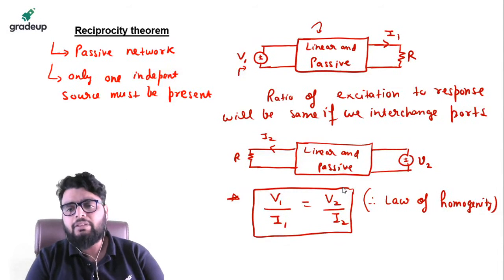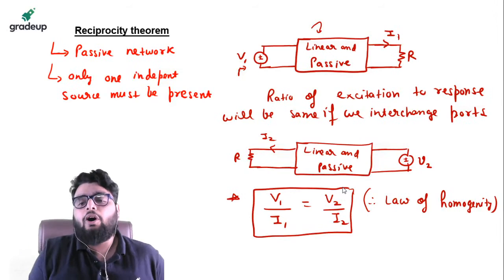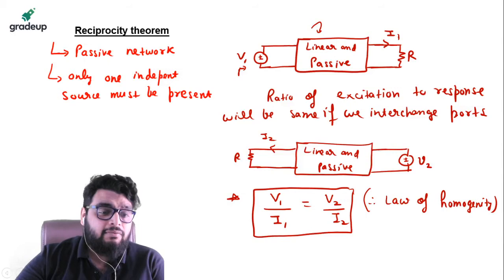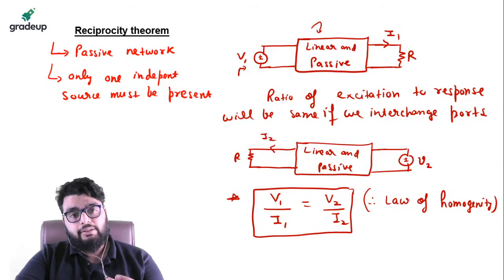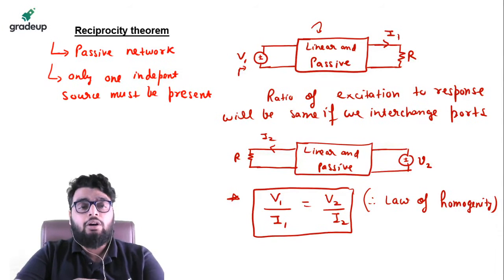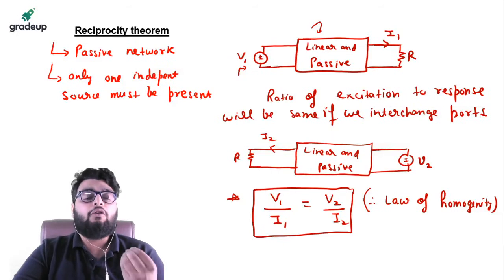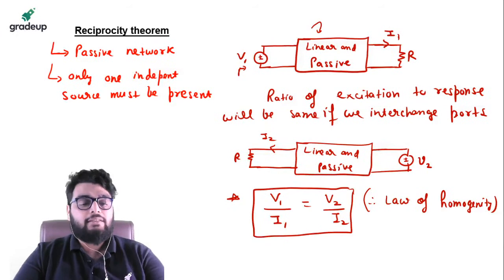There are many people online and no one knows about the law of homogeneity. How is it possible? Any idea of the law of homogeneity? See, what is the law of homogeneity? It is one of the most powerful laws that is used in your networks. Based on this law, the reciprocity theorem is applicable, and the superposition theorem also follows the law of homogeneity. What is the law of homogeneity?